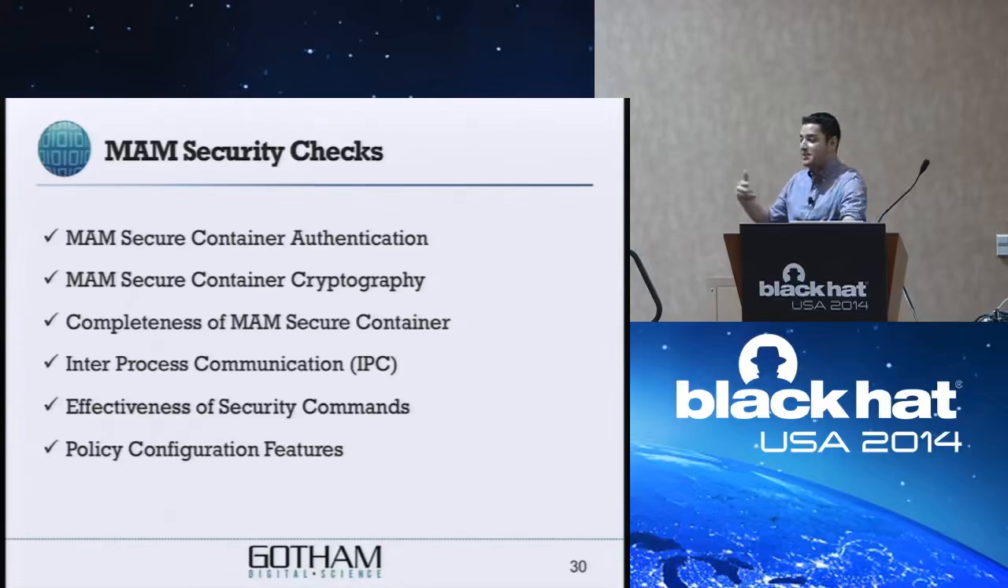The IPC, how that's implemented, to ensure that another app can't get access to it. The effectiveness of the security commands, so if I issue wipes, how effective would that be? And then policy configuration features, like what policies does the server actually have available to protect us from some of the BYOD risks. We're actually going to skip over the policy configuration stuff. We'll include that in the white paper because there's a lot of cool stuff to cover that's kind of boring.